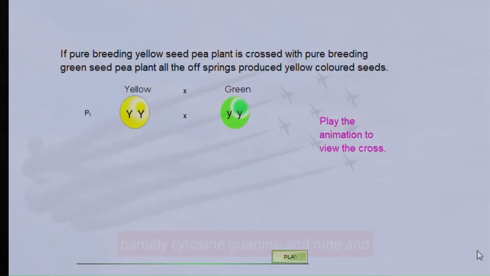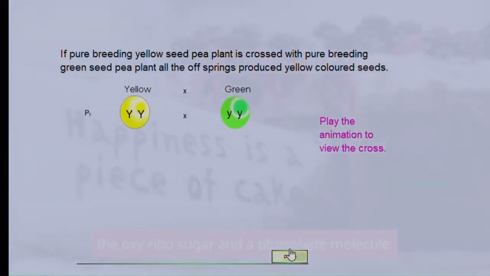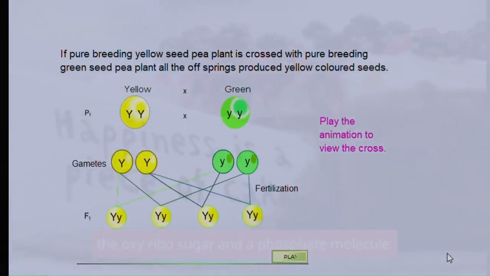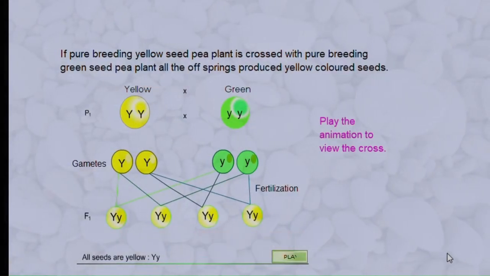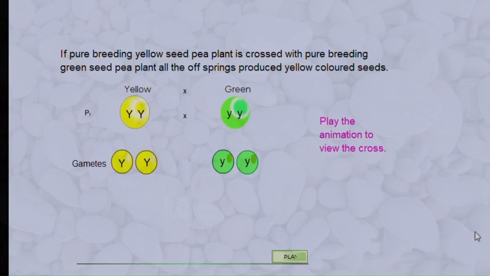The photograph shows various characteristics of garden pea plant. If a pure-breeding yellow seed pea plant is crossed with a pure-breeding green seed pea plant, all the offspring produced yellow-colored seeds. Play the animation to view the cross.